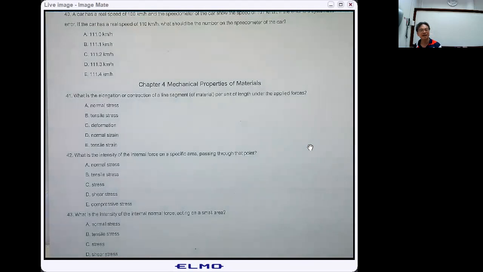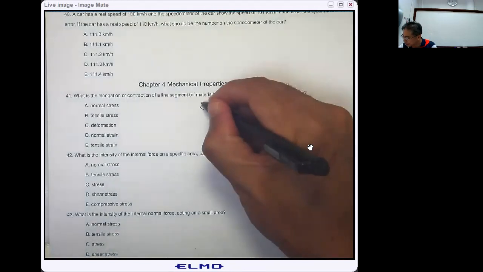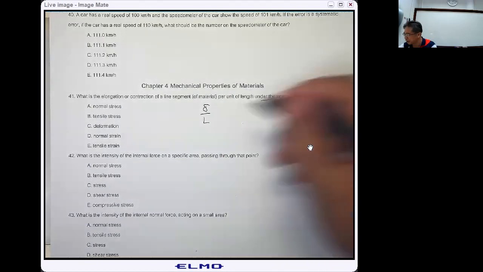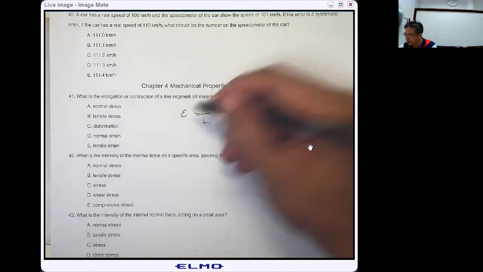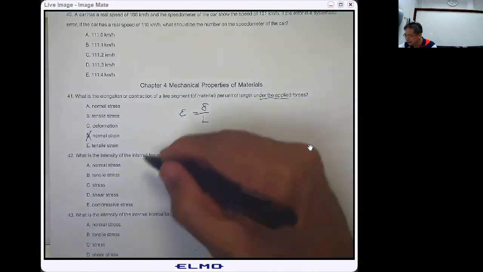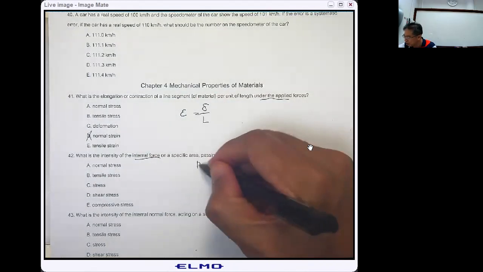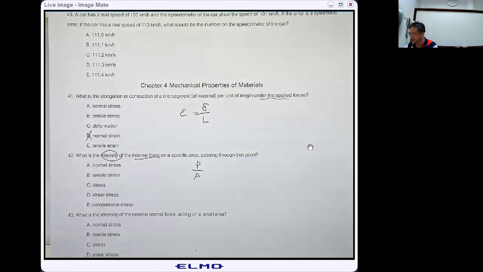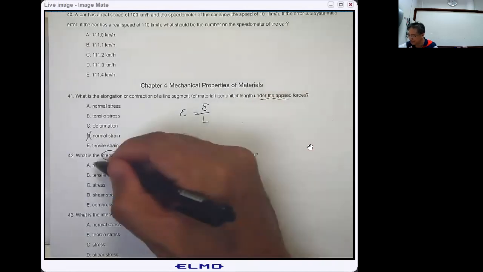So what is the elongation or contraction of a line segment of material per unit length? That is going to be this deformation divided by the L under the application of the force. This is going to be the normal strain for sure. Okay, the definition of this, you can see it. And then what is the intensity of the internal force on a specific area? When it says intensity, that is going to be the normal stress.